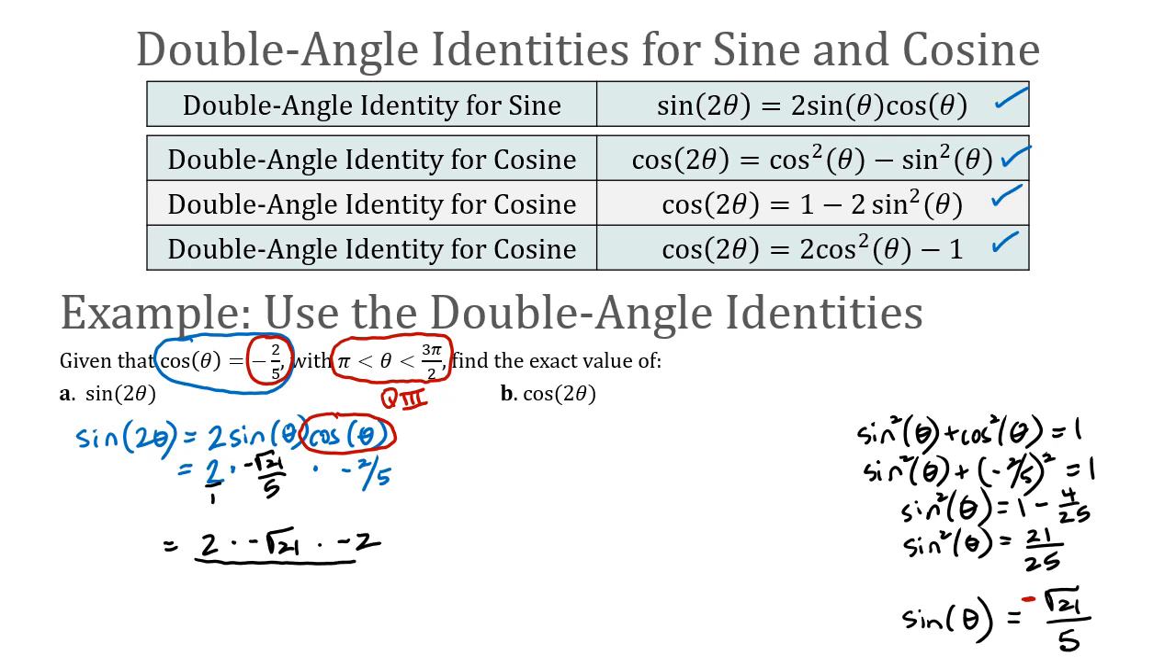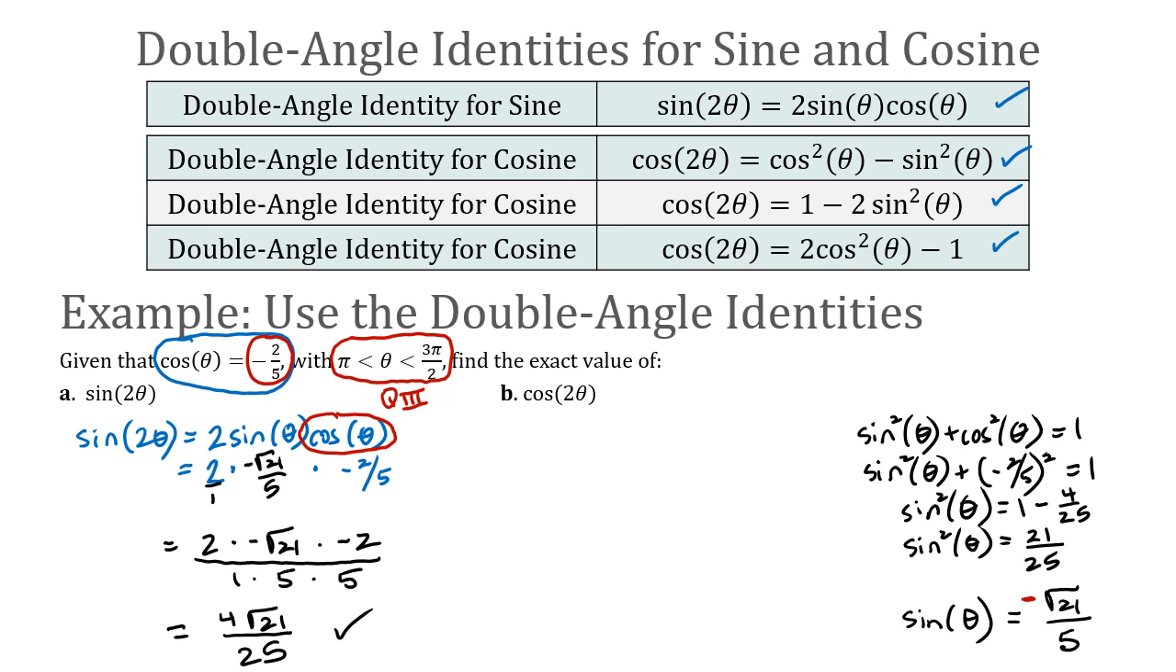In the denominator, I've got 1 times 5 times 5. So that gives me, let's see, 2 times 2 is 4, and then I've got a negative times a negative, so it looks like I'm going to have 4 times the square root of 21 on the numerator, and 1 times 5 is 25. So that is my double angle for sine.